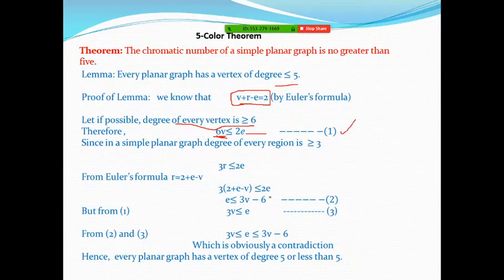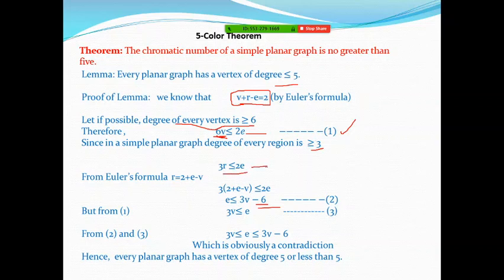Now the next argument is the argument from the planarity of the graph. If we have already proved this result, E is less than or equal to 3V minus 6. But again, just for completeness, I'm taking its proof again. In a simple planar graph, the degree of every region is greater than or equal to 3. So 3R is always less than or equal to 2E.